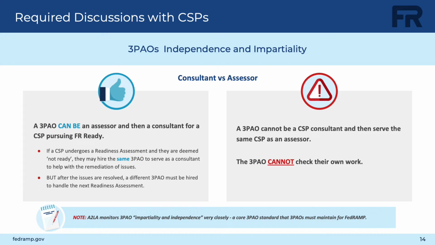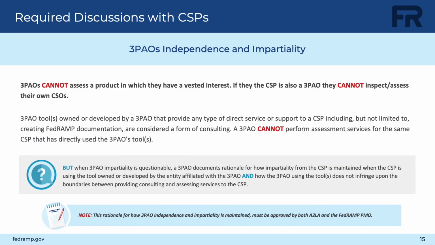A2LA monitors impartiality and independence very closely, and it is a core principle that the 3PAOs must maintain for FedRAMP. Additionally, a 3PAO must not assess a product in which they have a vested interest. And in order to maintain the independence of an assessment, 3PAOs are not permitted to perform assessment services for the same CSP that has directly utilized tools that are owned or developed by the 3PAO for any purpose.